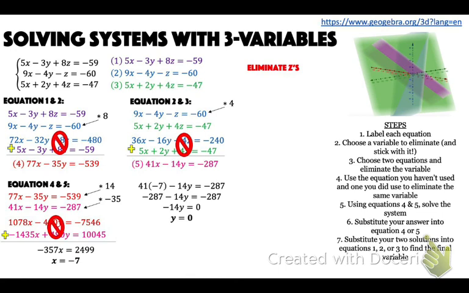Now I'm going to take those two and plug it into one of the top equations. So I have 5 times negative 7 minus 3 times 0 plus 8z equals negative 59. So that's negative 35. The 3 times 0 just gone. Plus 8z equals negative 59. Add that 35 over and you get 8z equals negative 24. Divide by 8 and you get z equals negative 3. So we have one solution here. It is negative 7, 0, negative 3.